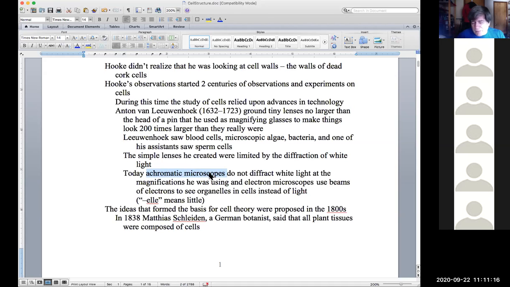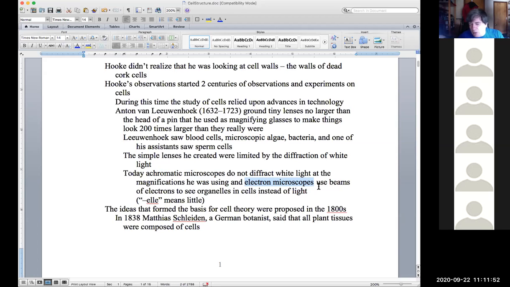At about 2,000 magnification, though, we start to run into some other problems because of the properties of light. So if we want to magnify things much more than 2,000 times, we have to start using electron microscopes or something like that. And electron microscopes don't use visible light. They basically shoot beams of electrons at cells. And electrons allow us to see much smaller things. Instead of magnifying things 2,000 times, we can magnify things 200,000 times if we're using an electron microscope.